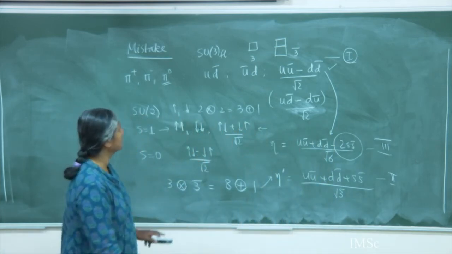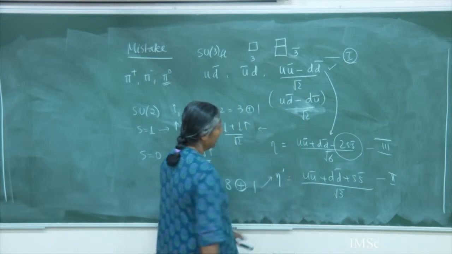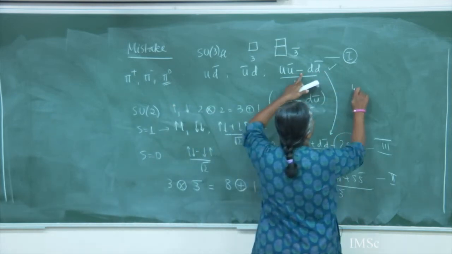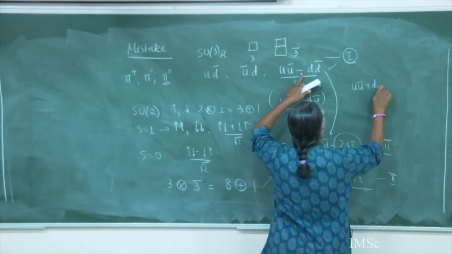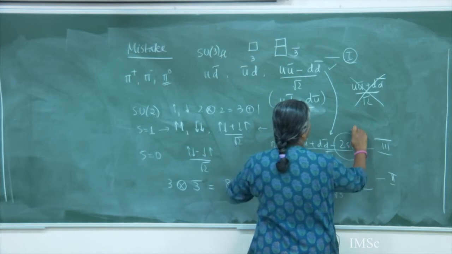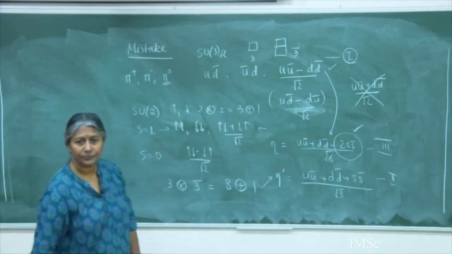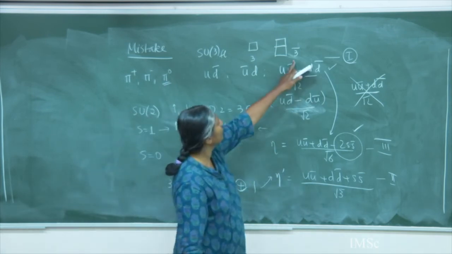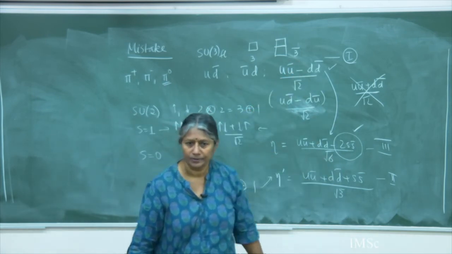So one, there's a mistake in the definition of pi naught, and two, I am elaborating more on why the charge conjugate of this was not this, but it was this. Is it clear? That's because you have full SU(3) in order to accommodate the antiquarks.